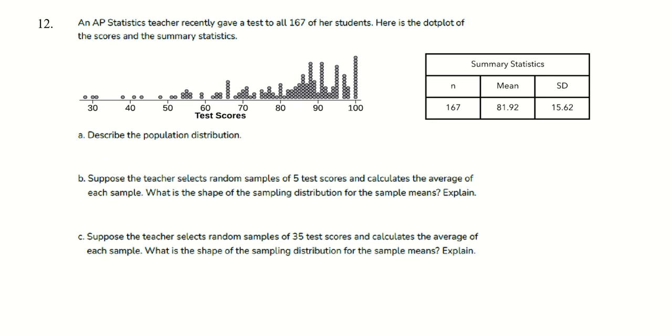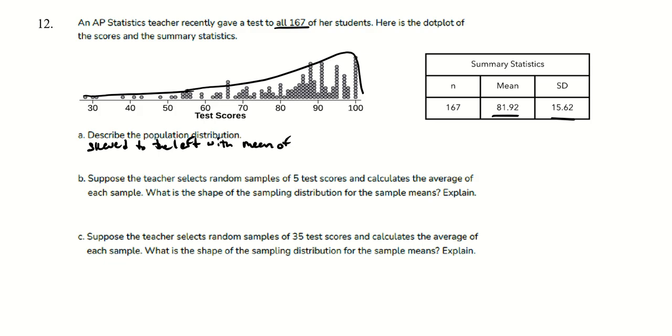All right, so let's look at number 12. An AP Statistics teacher recently gave a test to all 167 of her students. Here's the dot plot of the scores and the summary statistics. Describe the distribution. If you look at the distribution, it looks to be skewed to the left with a mean of 81.92 and a standard deviation of 15.62.